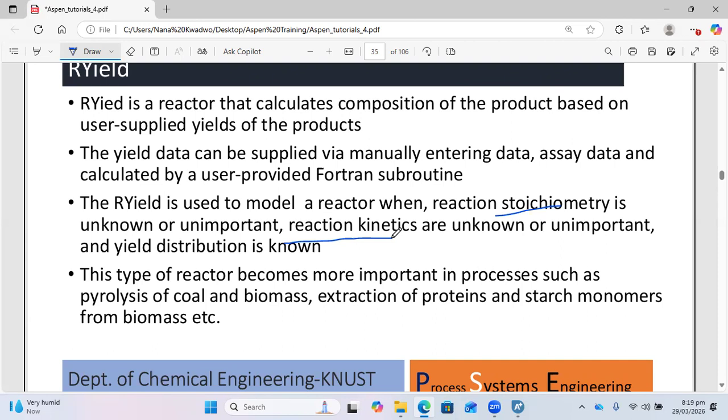Usually, this reactor is helpful when you're working with processes like coal pyrolysis or pyrolysis of biomass, or when you are dealing with something to do with proteins or starch from biomass.